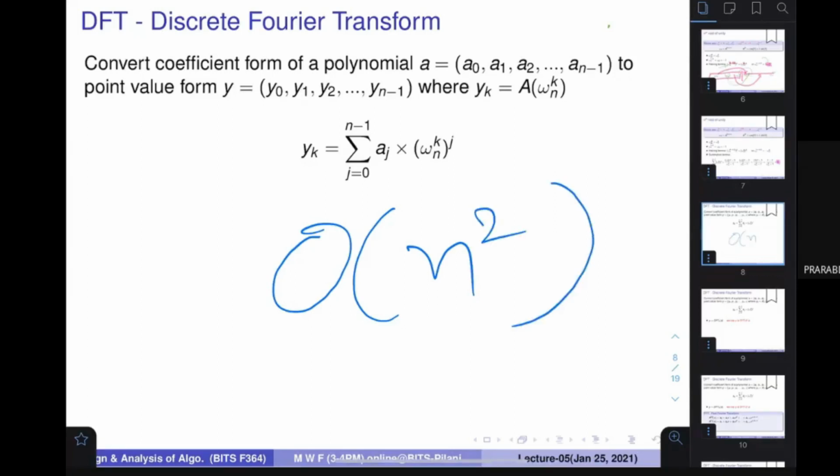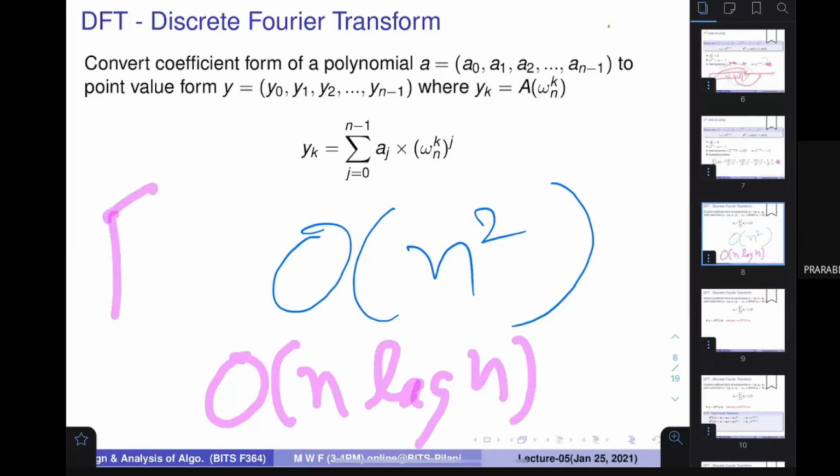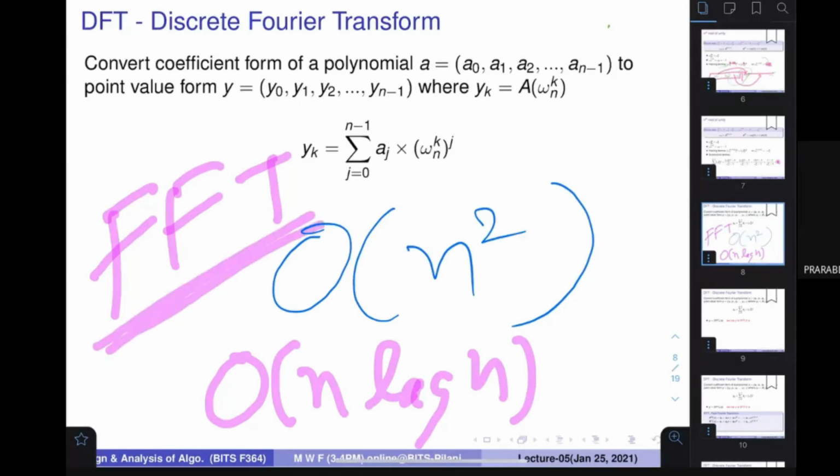I am going to tell you, now concentrate, another method that takes order of n log n, and that method is called what? Can anybody type? FFT. All right, thank you. So what is FFT? FFT is a method, fast Fourier transform. The full form is fast Fourier transform. FFT is a method to find the DFT in order of n log n time.